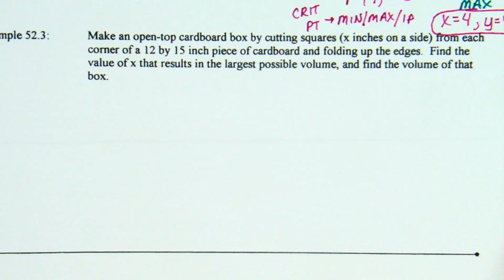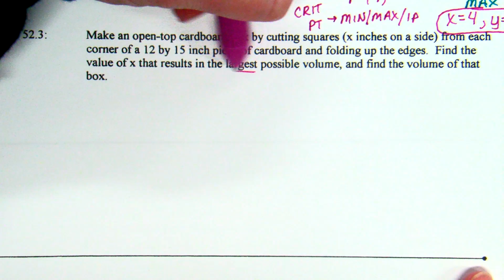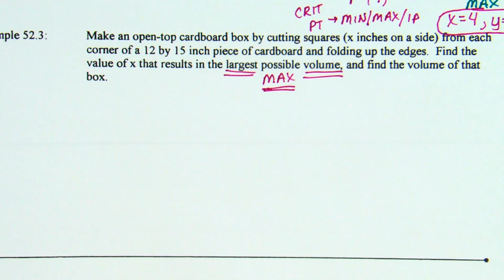Okay. Make an open-top cardboard box by cutting squares, X inches on a side, from each corner of a 12 by 15 inch piece of cardboard and folding up the edges. Find the value of X that results in the largest possible volume and find the volume of that box. Largest possible volume. So what are we trying to find? A maximum again. I realize there are no minimums on this page. A minimum will work the same way though. It's just more often than not we tend to maximize things.